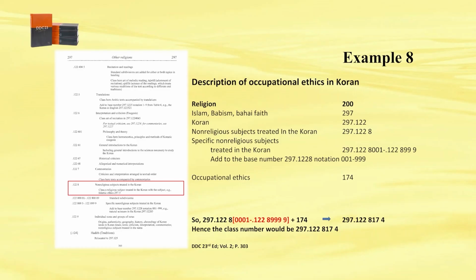Then we have to add the number for occupational ethics, that is 174. So the final number is 297.122.8174. So this is an example of two classes being added in this particular class number. So you can call it an example of complex subject.